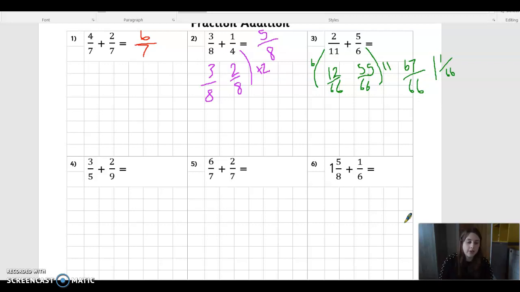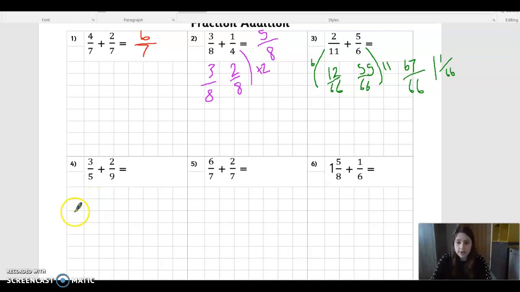So don't worry if you didn't convert it, but both of those are right, so you can give yourself a tick. Then we've got 3/5 add 2/9. Again, slightly trickier because we can't turn 5 into 9 and we can't turn 9 into 5. So we need to look for that common multiple again. So what number comes in the 5 and the 9 times table?